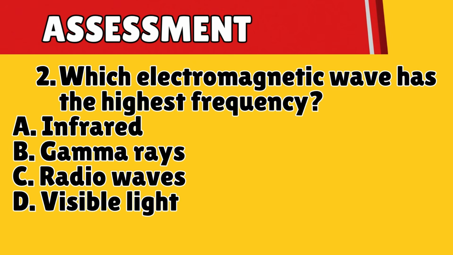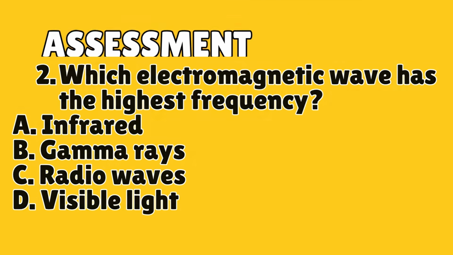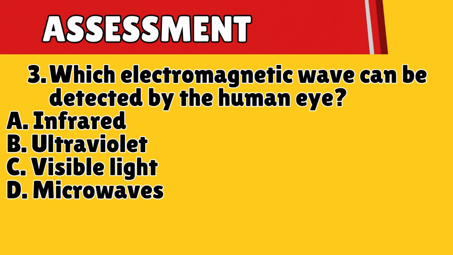Number 2. Which electromagnetic wave has the highest frequency? A. Infrared, B. Gamma rays, C. Radio waves, or D. Visible light. Number 3. Which electromagnetic wave can be detected by the human eye? A. Infrared, B. Ultraviolet rays, C. Visible light, or D. Microwaves.